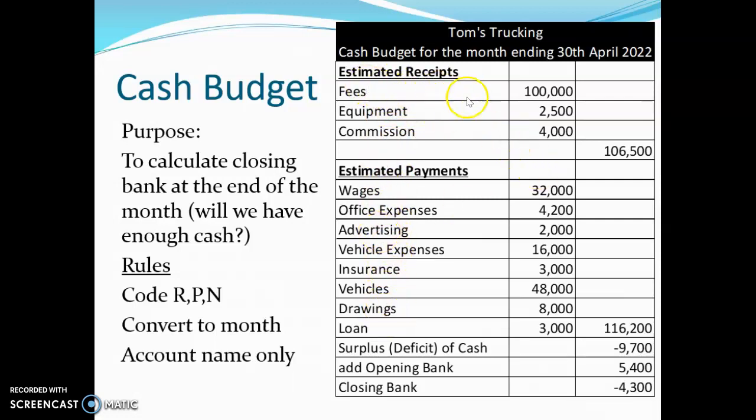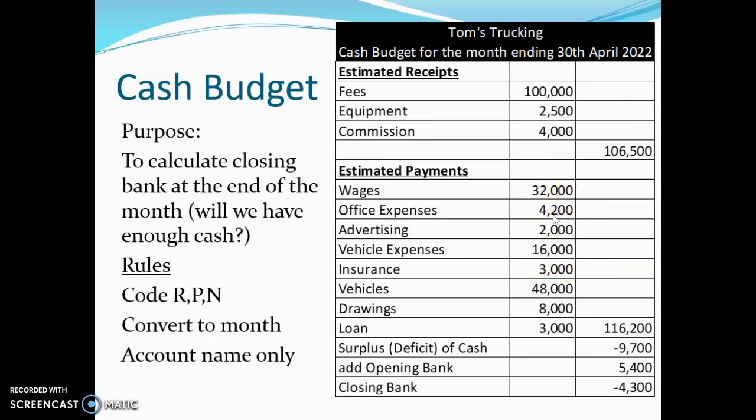So we get our estimated receipts. These are money coming in. So we're going through anything we've got R next to, we write the word and the amount. And then estimated payments. These are the things that we're paying money. Cash is going to go out of the business in the future. So we write the account name here, and the amount. Remember, we may have to multiply by 4, particularly things like wages.